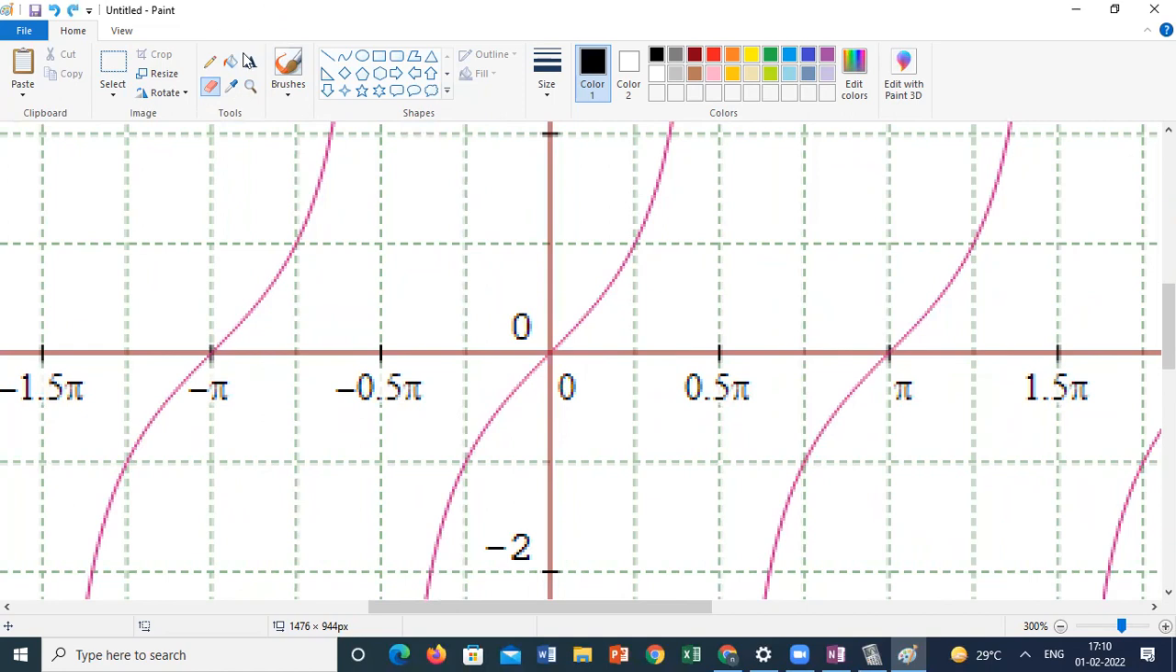If I'm changing x by a small value from 0 to 1, at 0 this is 0, at 1 it is here. So this is the change in y. Suppose it is changing from 0.1 to 0.2. At 0.1, this is the y value. At 0.2, this is the y value. So this is a change in x. The corresponding change in y is like this. This much is the corresponding change in y.